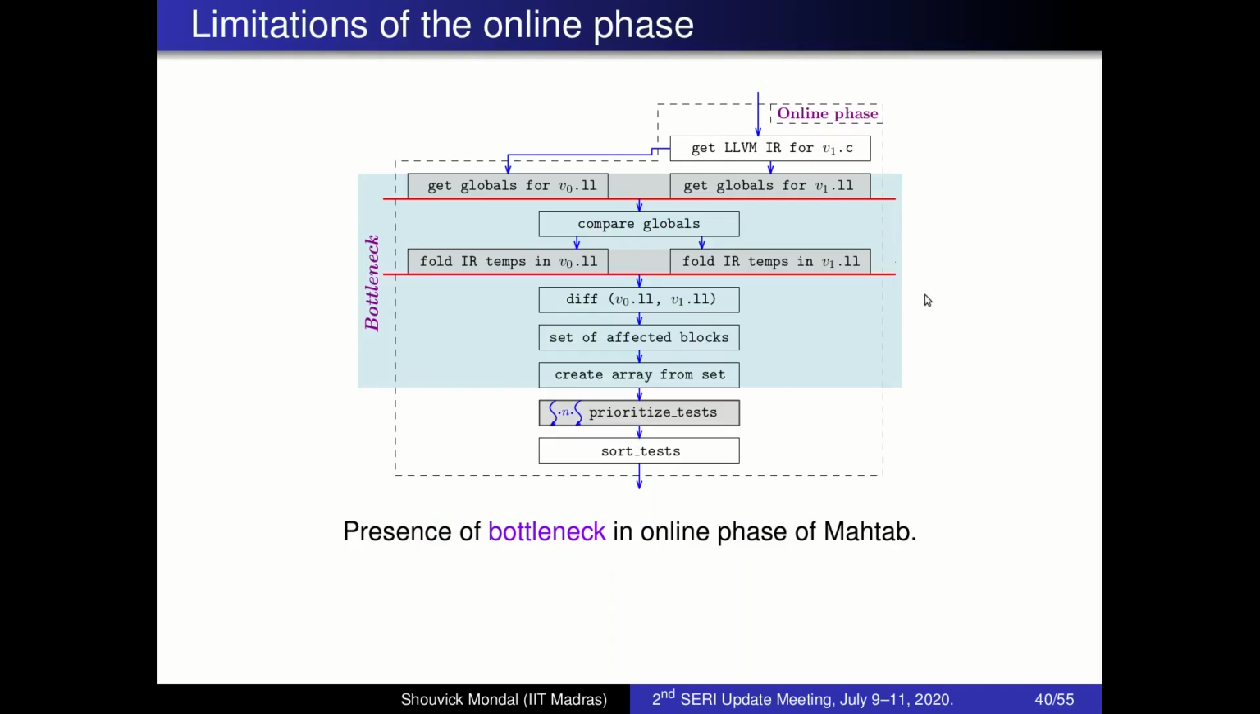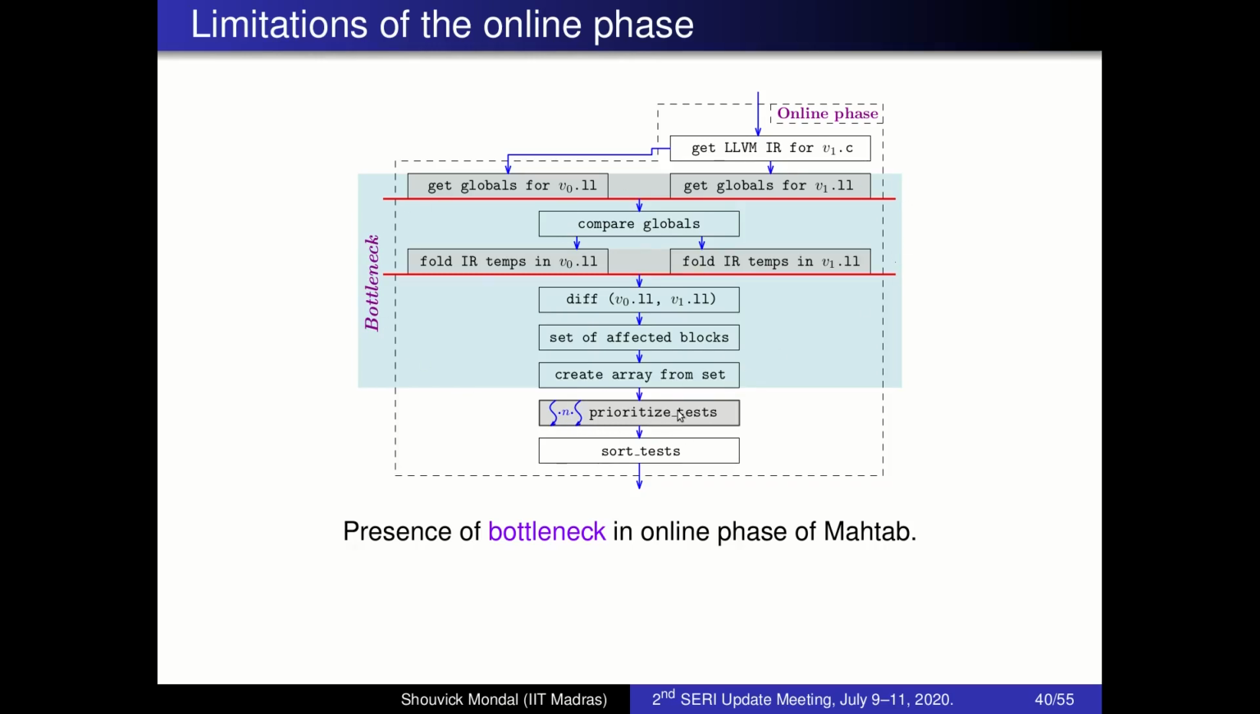To talk about the limitation of the online phase, we have a bottleneck in the light blue region. Red ones are the synchronization by barriers. So this involves two threads. Here in this part we have two threads because one thread will do for V0 and the other thread will do for V1. Then you compare the globals, which is again sequential. Folding is again sequential involving two threads. So this part is effectively sequential.